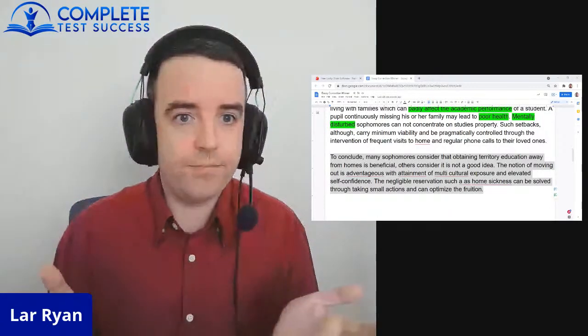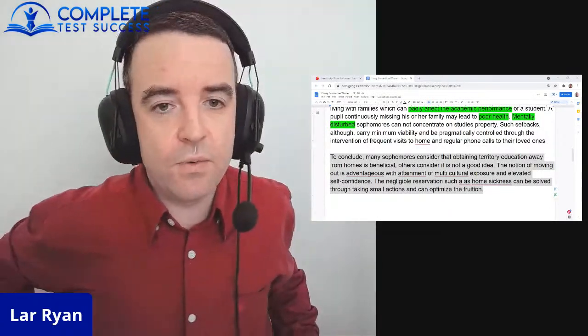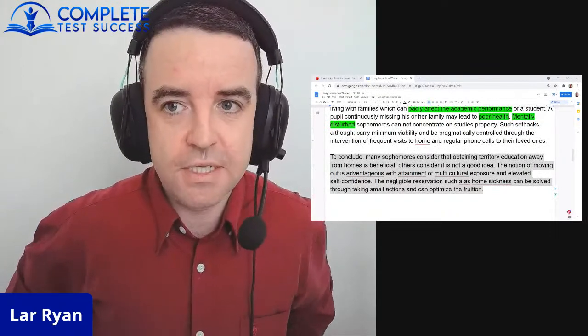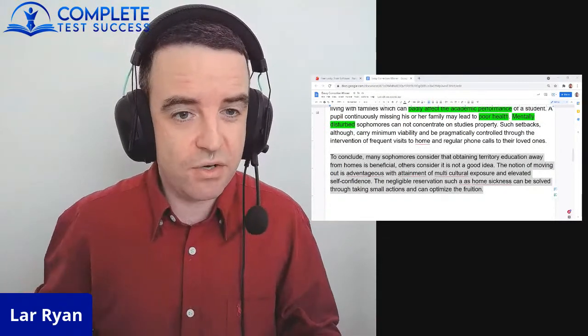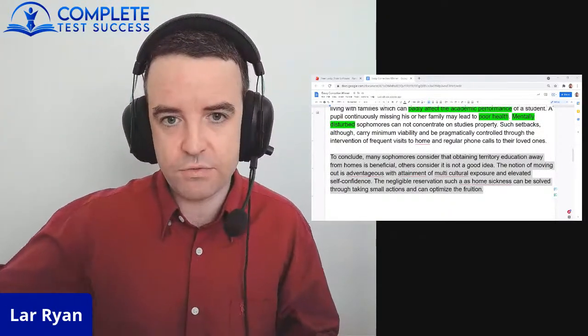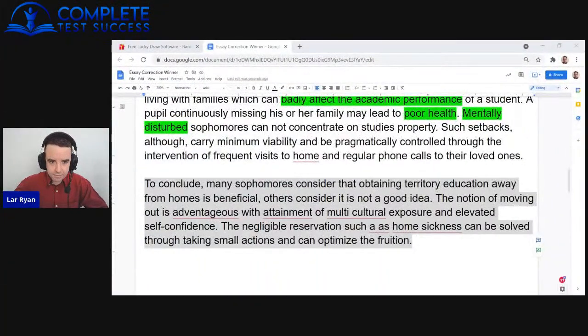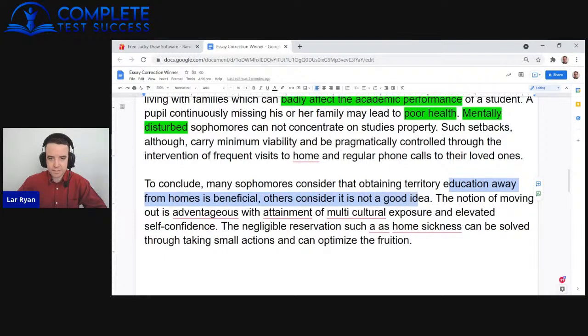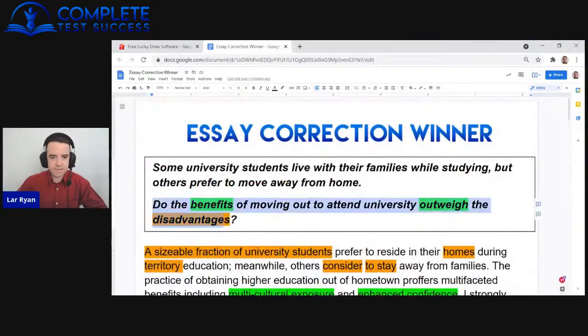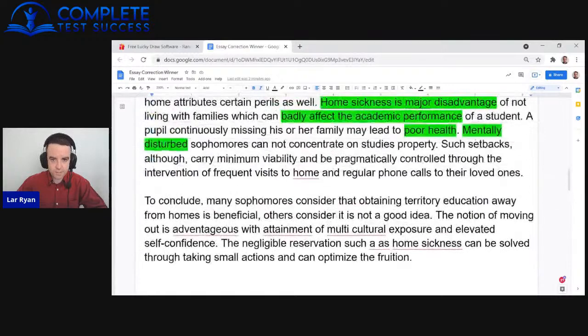So, I mean, I don't know what this student is going to do here, but they don't want to restate all 4 disadvantages. Perhaps what they're going to do is just mention none of them in the way they did in the introduction, but that's not how to write a conclusion. What we want is those main ideas. Okay, so let's have a look here. To conclude, many sophomores consider that obtaining territory, that should be tertiary again, that's the same mistake as earlier, away from homes is beneficial. Others consider it is not a good idea. So no, I don't need that. I need to know, what do you think? Do the advantages outweigh the disadvantages? So you have to tell me what you think, not what other people think.